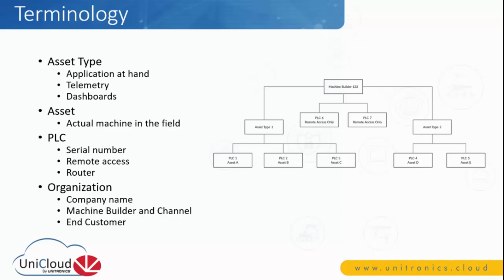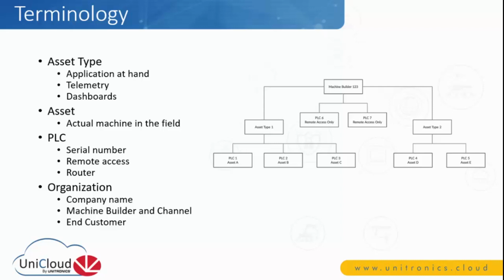This asset will consist of a PLC. The PLC is validated by the serial number on the cloud account, which then allows remote access, telemetry to be passed, and also the ability to incorporate a router for internet connection.